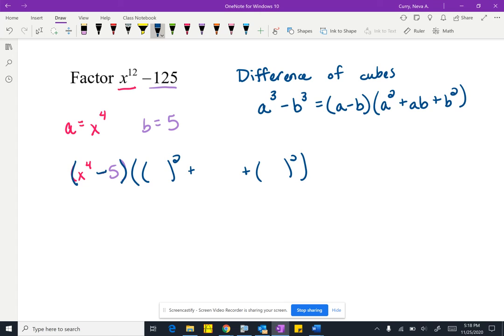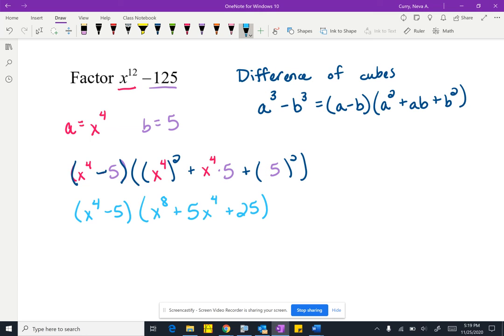So as we go with this, we can say we've got the x to the 4th minus 5. We're going to put the a value here and square it. And then it's a times b. Well, that's x to the 4th times 5. And then b squared would be 5 squared. Now we need to clean this up. And so our final answer will be x to the 4th minus 5, times x to the 4th squared becomes x to the 8th, plus these two multiplied together could just be written as 5x to the 4th, and 5 squared is 25.